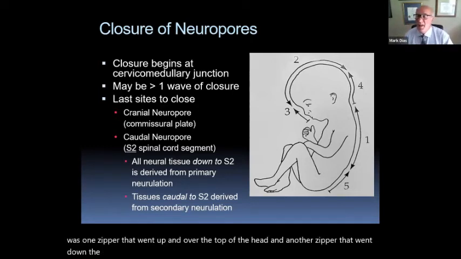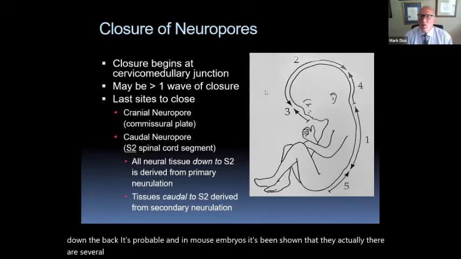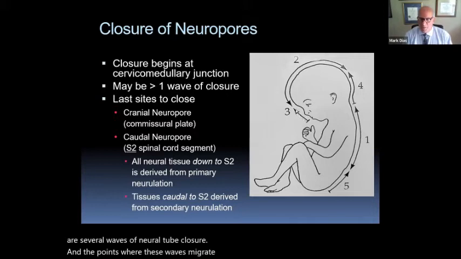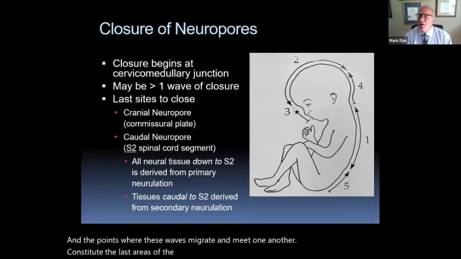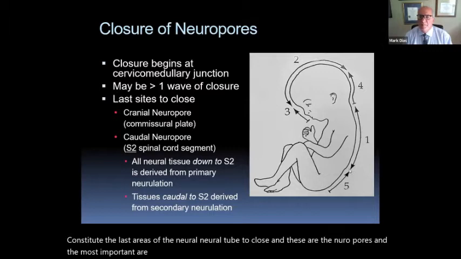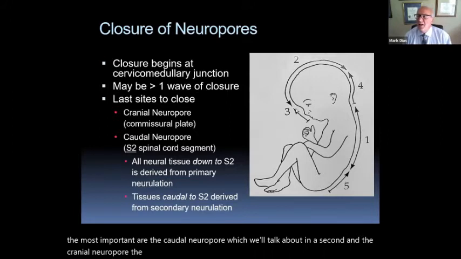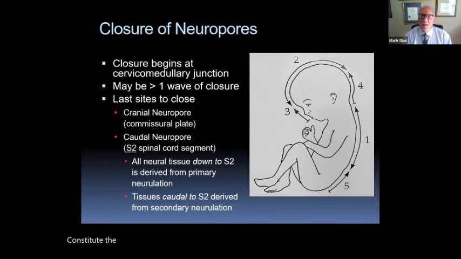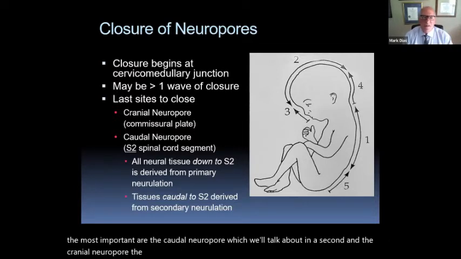It's probable, and in mouse embryos, it's been shown that, actually there are several waves of neural tube closure. And the points where these waves migrate and meet one another constitute the last areas of the neural tube to close. And these are the neuropores. And the most important are the caudal neuropore, which we'll talk about in a second, and the cranial neuropore. The cranial neuropore actually is at the level of the lamina terminalis. That's the adult site of the cranial neuropore and near the commissural plate.